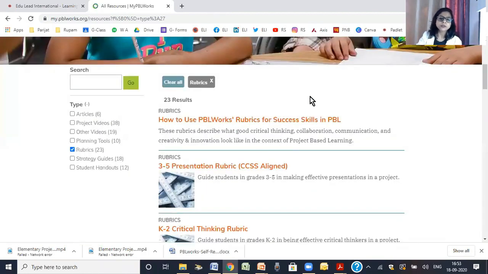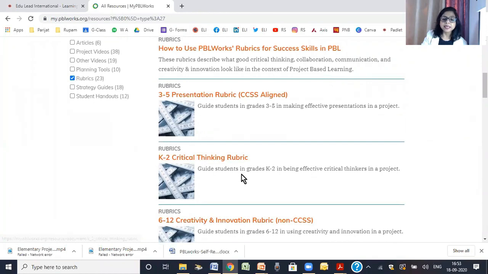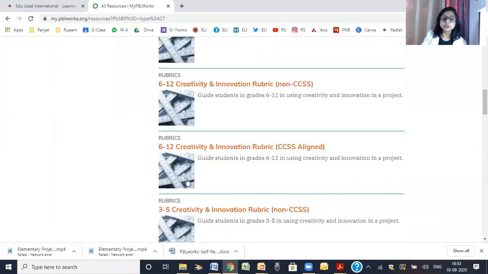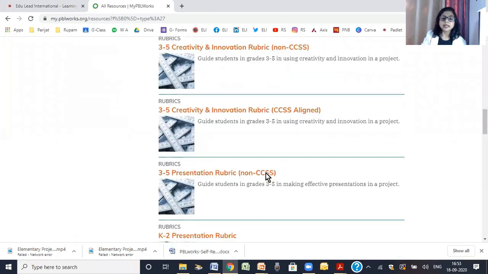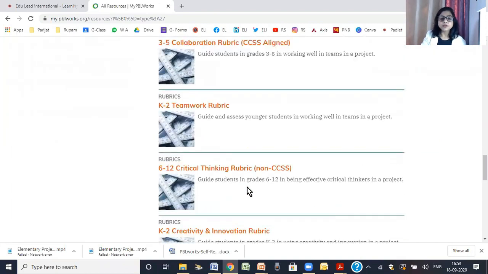So here we have the rubrics. How to use PBL Works rubrics for success skills. When they're writing the word success skills, they actually are saying 21st century skills, and they call the 21st century skills success skills. So how should we use rubrics to assess the skills in the students? Then presentation rubric, critical thinking rubric, creativity and innovation rubric, all of these things are available over here. Teamwork rubrics, see.